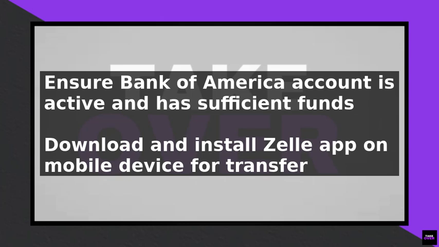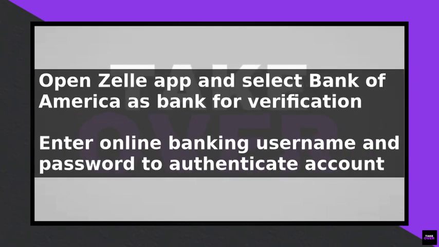You can find the Zelle app in the App Store for iOS devices or Google Play Store for Android devices. Once the app is installed, open it and select Bank of America as your bank. You will be redirected to the Bank of America website to verify your account information. Enter your Bank of America online banking username and password to authenticate your account.